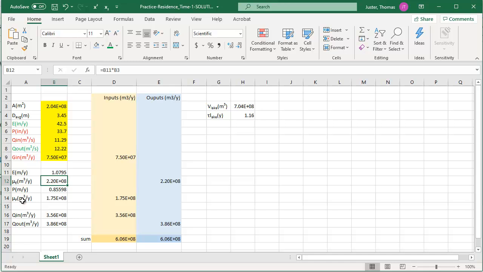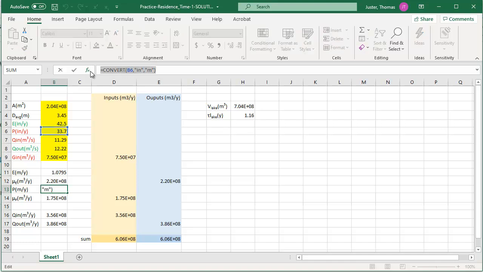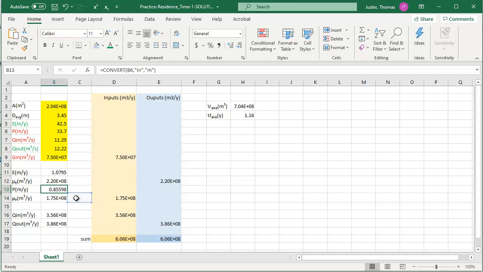Now I'm going to follow exactly the same steps to calculate mu sub P, that is the inflow in terms of volume per year due to precipitation. I'm going to first calculate the precipitation rate in meters per year by converting, look at the equation here, the value found in cell B6, which is in inches, from inches to meters, and there I go, that calculates it in meters per year. And then I multiply the rate in meters per year times the area to give me mu sub P, or the flux in volume per time of water due to precipitation, P, in meters cubed per year, which is 1.75 times 10 to the 8th.